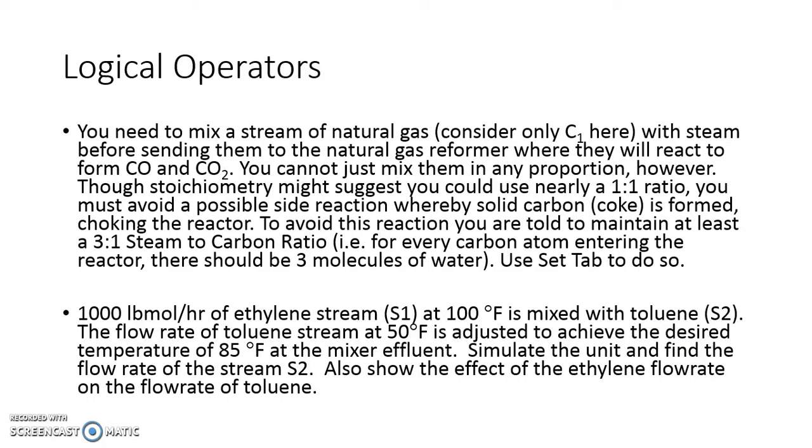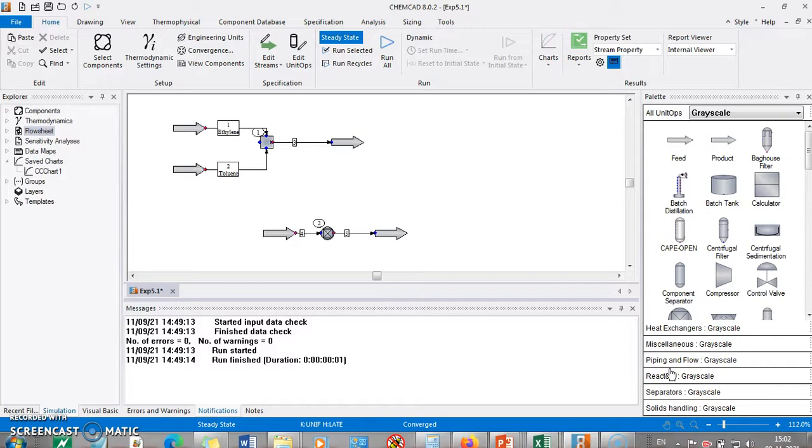Now, if I manually do that, it becomes very tedious to track how the ethylene flow rate is impacting the flow rate of toluene. But we can use the tool called sensitivity analysis in CHEMCAD, which is sometimes called a case study tool in other simulators, to track the effect of ethylene flow rate on the flow rate of toluene. So let us see that.